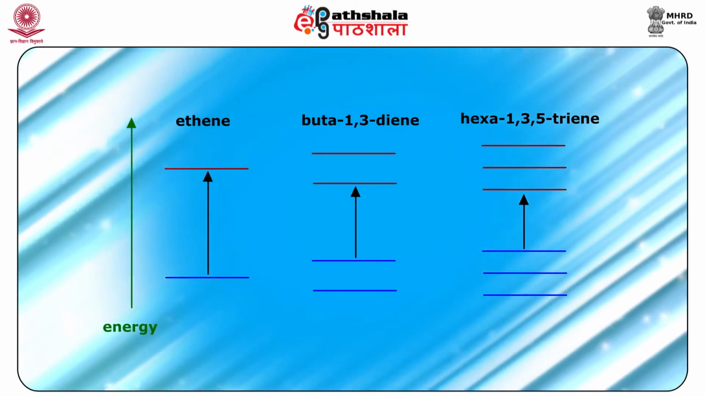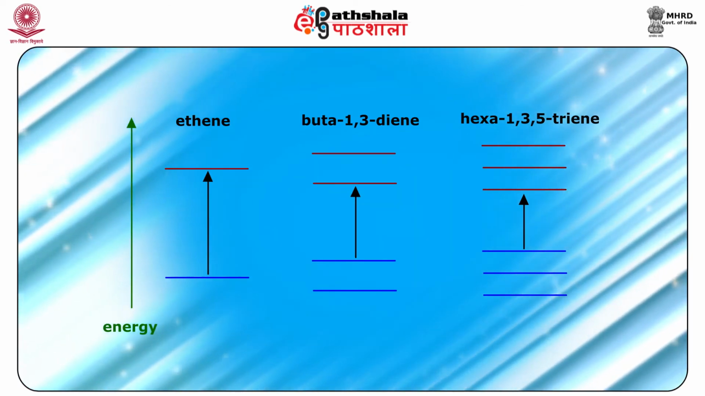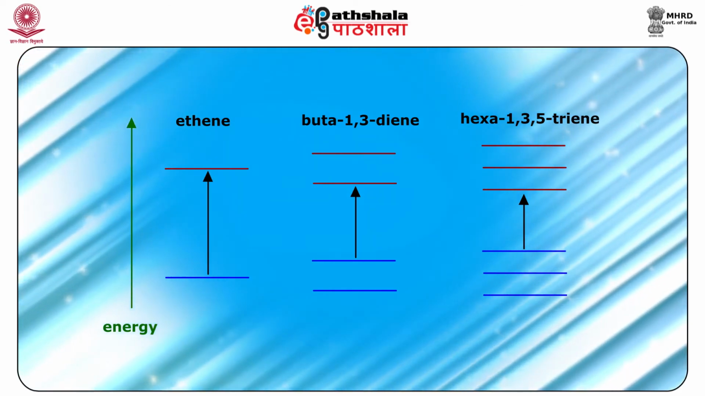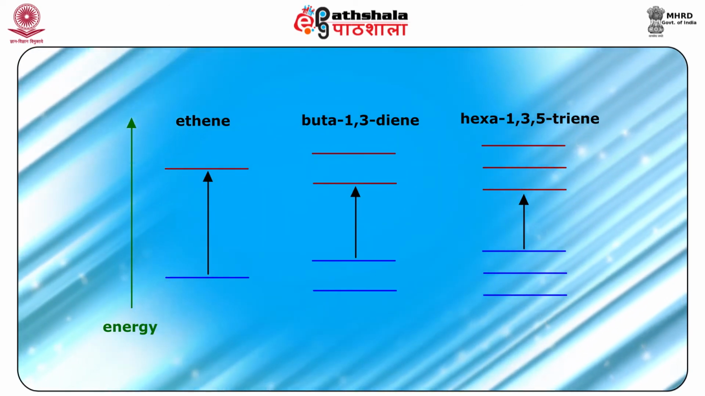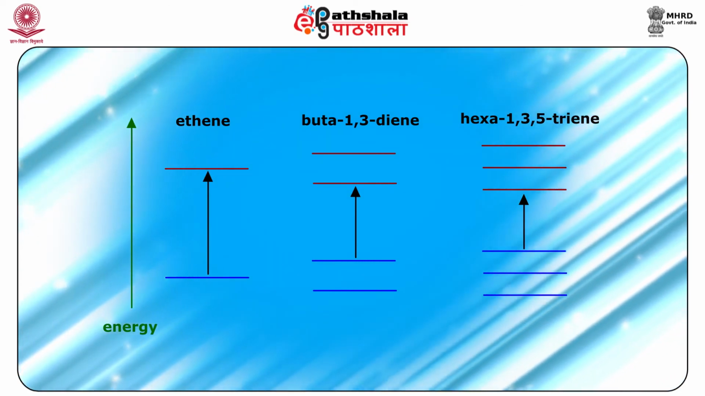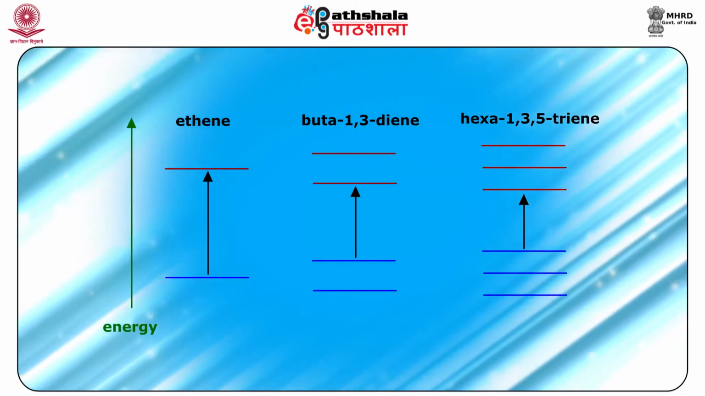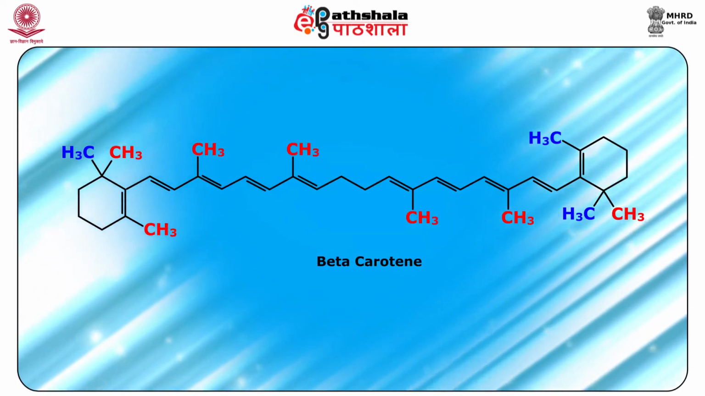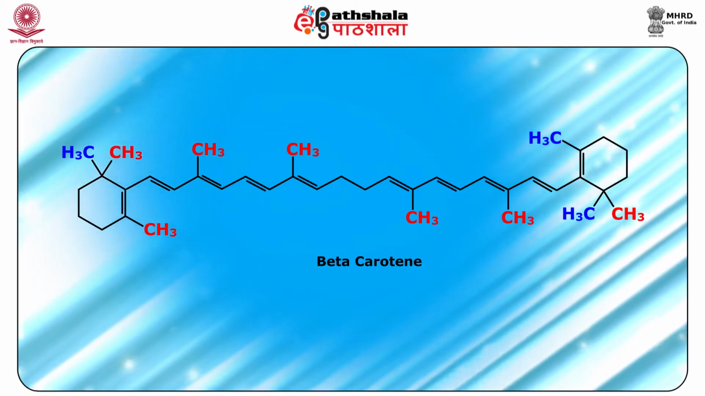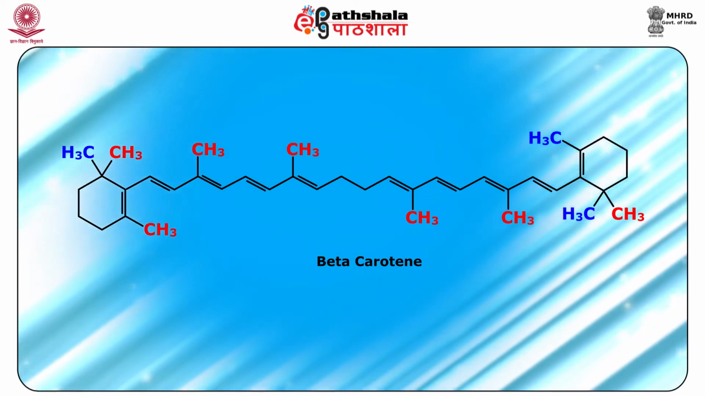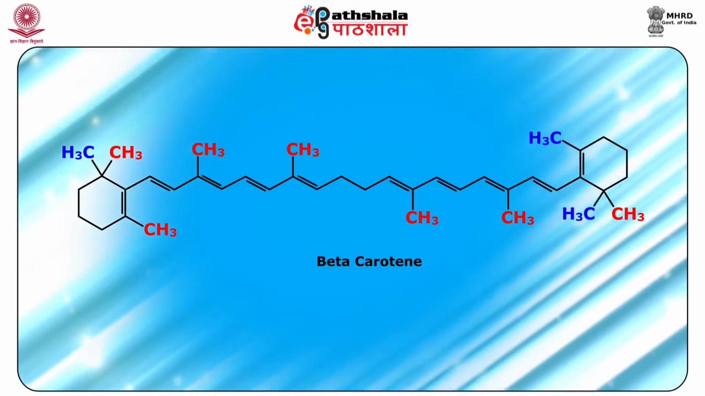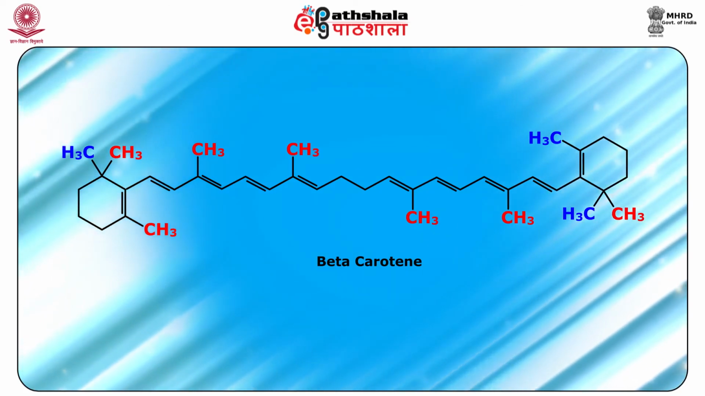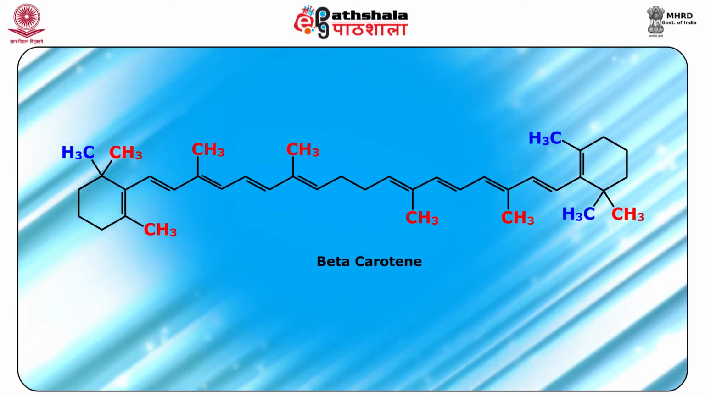For example, ethylene absorbs at 175 nanometer, while 1,3-butadiene absorbs at 217 nanometer with two double bonds, whereas 1,3,5-hexatriene absorbs at 258 nanometer because of the presence of three conjugated double bonds. Now, beta carotene, figure 7, which is responsible for the red color in carrots, consists of 11 conjugated double bonds, which absorbs in the visible range at 265 nanometer, thus appears red in color.